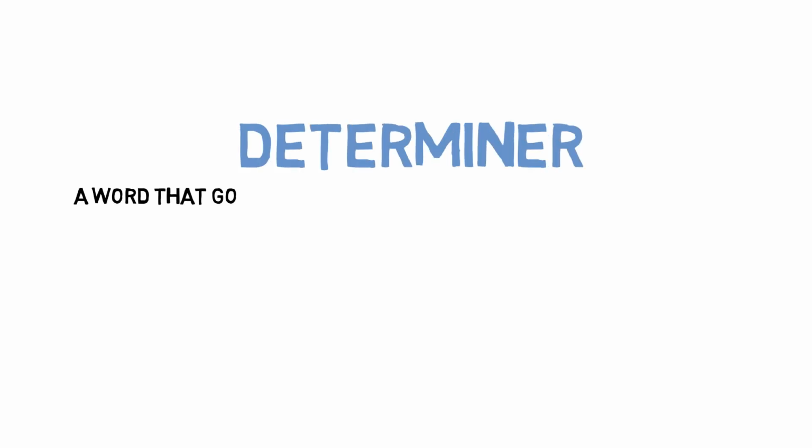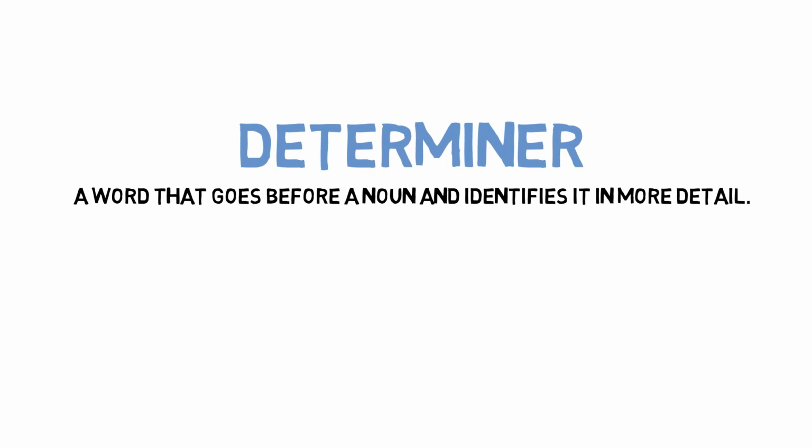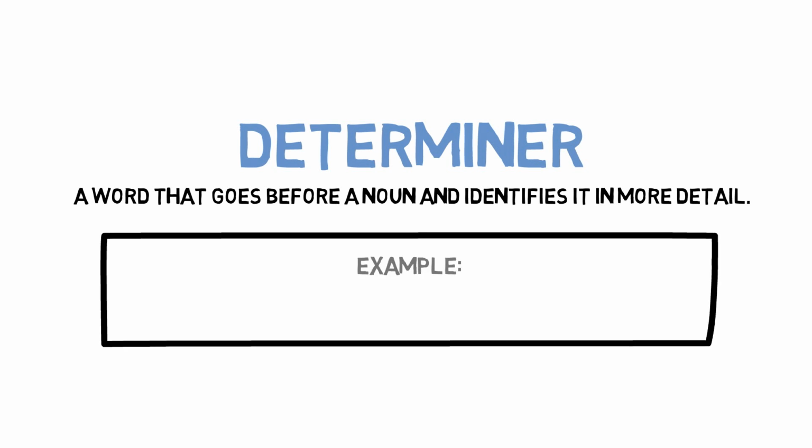Finally, let's look at determiners. A determiner is a word that goes before a noun and identifies it in more detail. Let's look at a simple example. The apple fell. Okay, first of all, we know the noun is apple because that's the object. The determiner here is the word the. It tells us that there is a specific apple that fell, the apple.